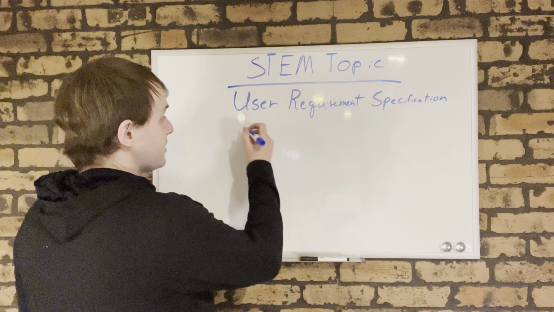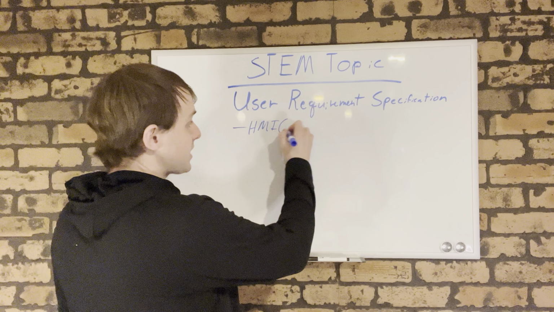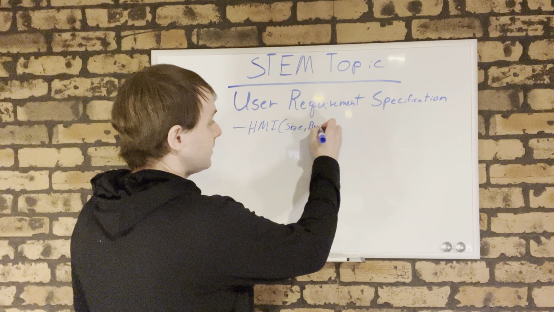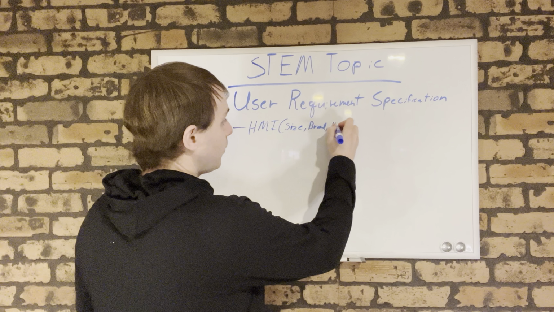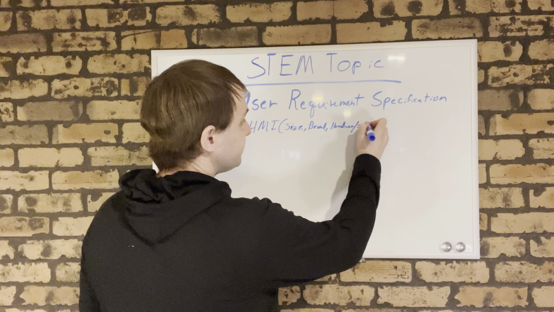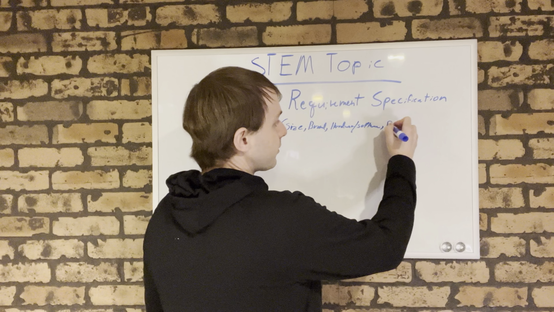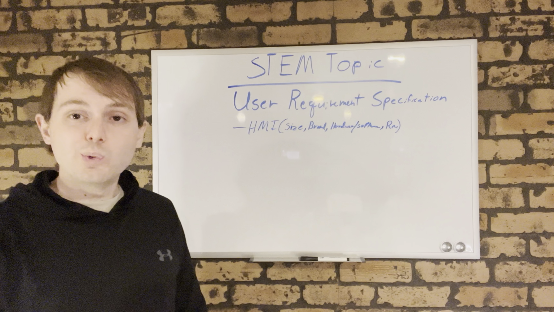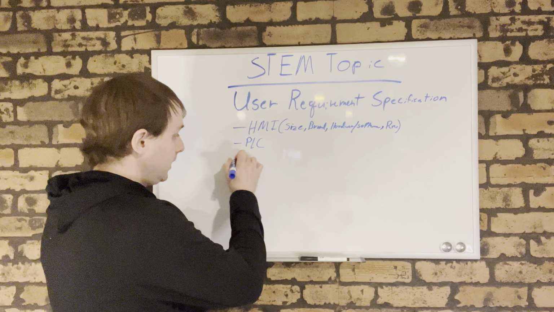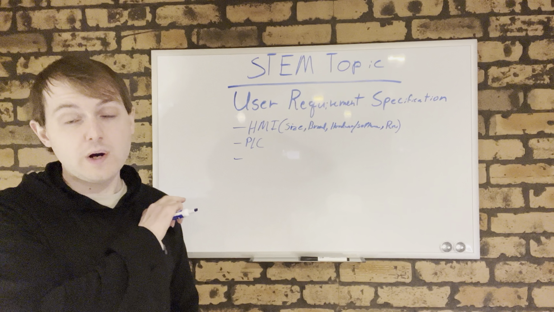Some of the ideas for this might include, well, we're going to have an HMI. We're going to specify the size, the brand, the hardware that is within it, maybe the software as well, and then probably a revision of it. So we'll specify things like the HMI. We might specify the PLC as well. That's some of the electrical control side of it, and those will be within our user requirement specification.